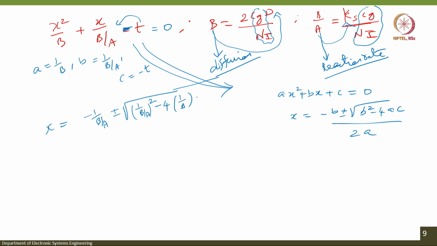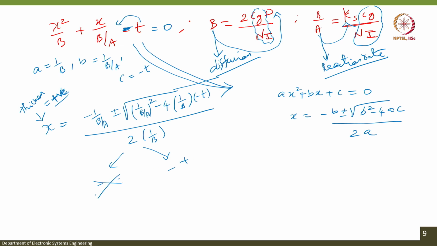1 by b, what is c? Minus t divided by 2a by b, correct. Now here if you look at it, x is thickness, right, that is what we are talking about, and thickness is always positive, right. So, this will have two roots, minus minus and minus plus. So, you ignore the minus minus because that is not possible.